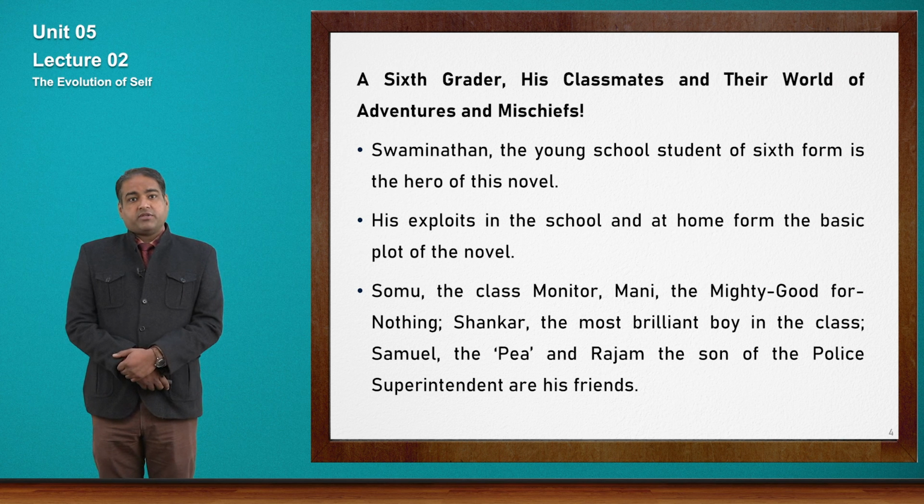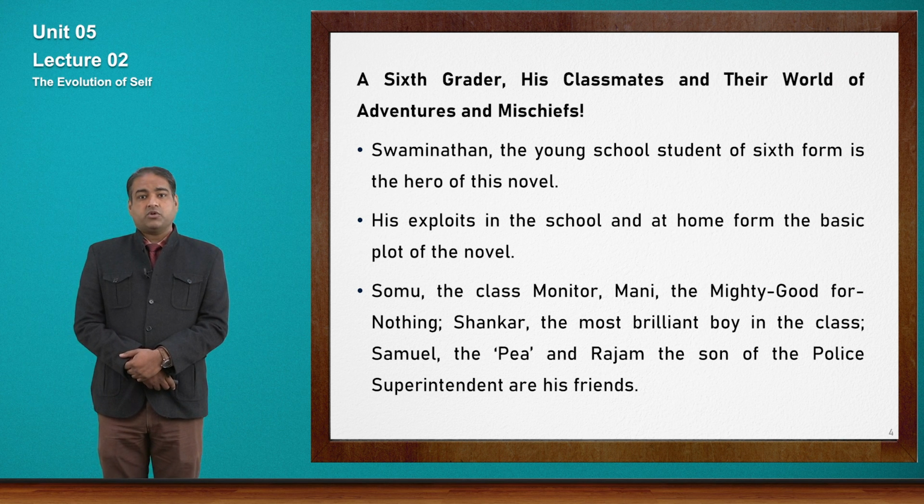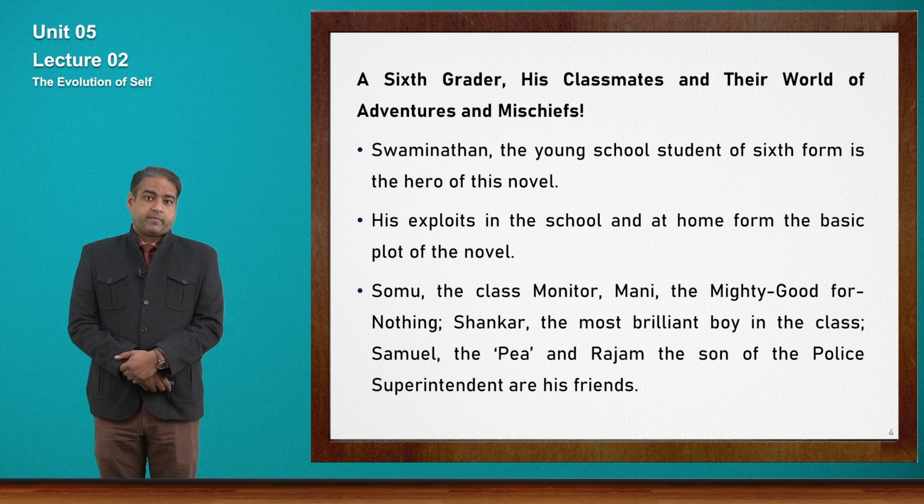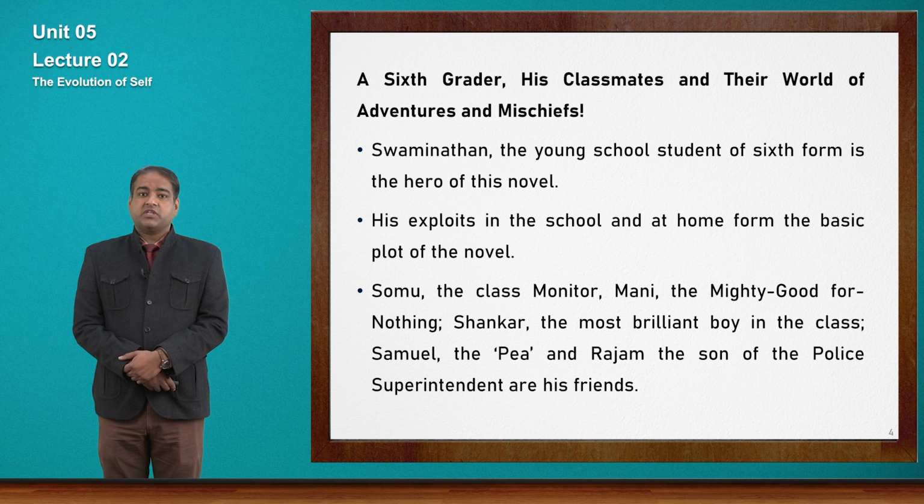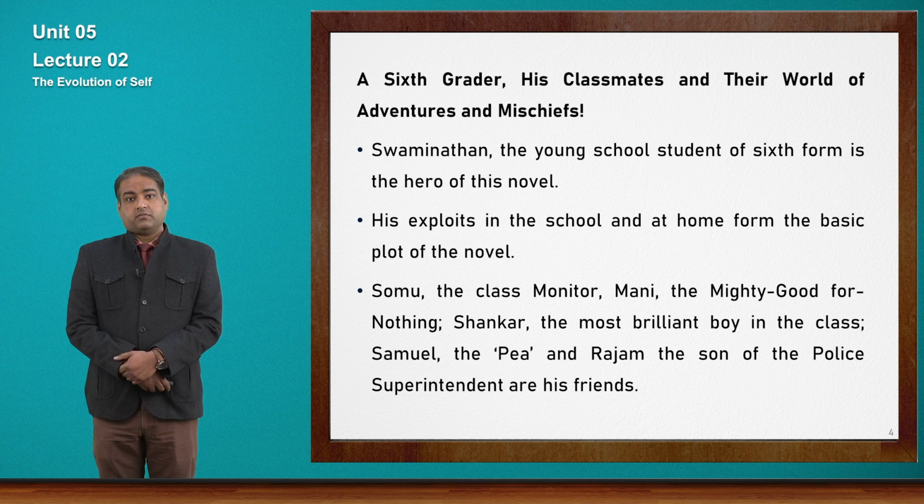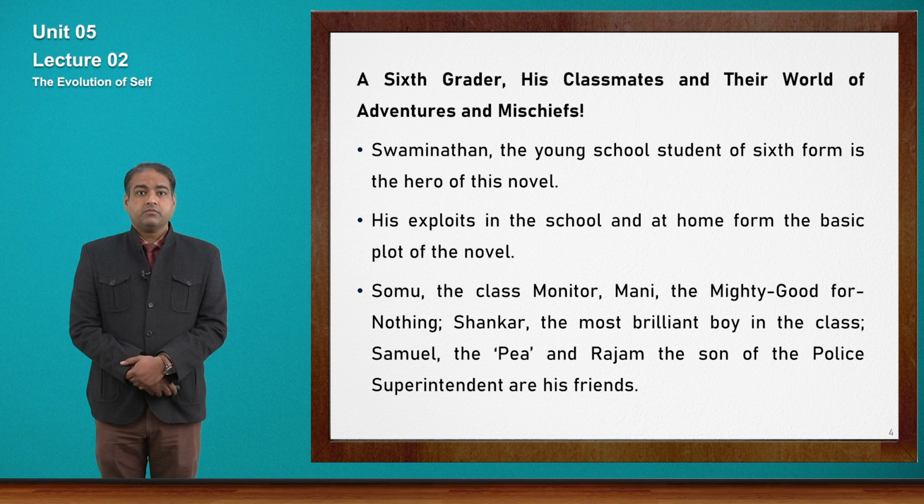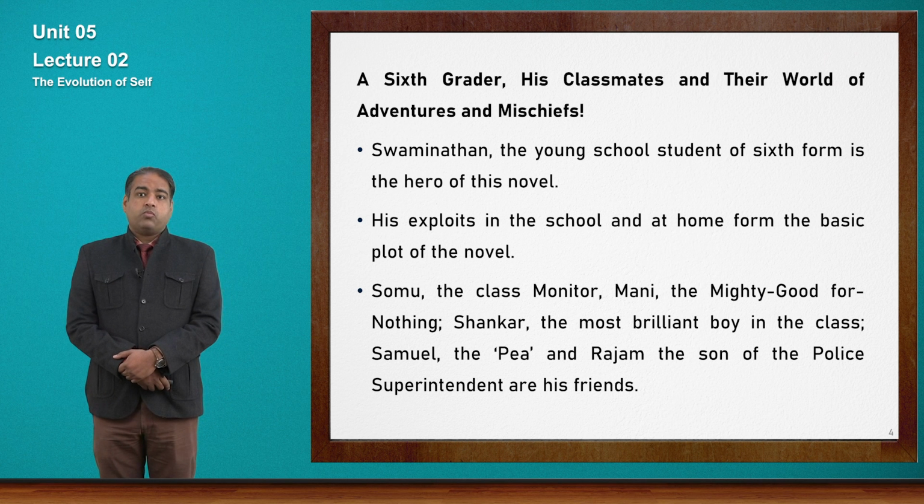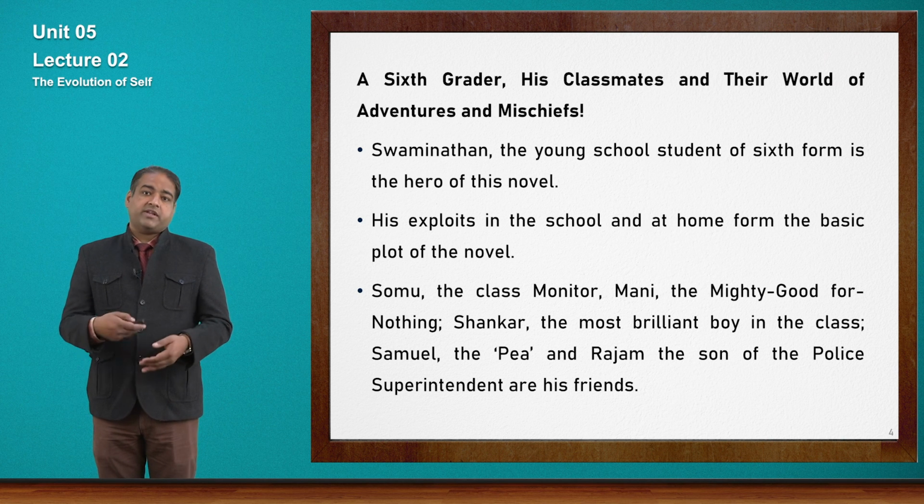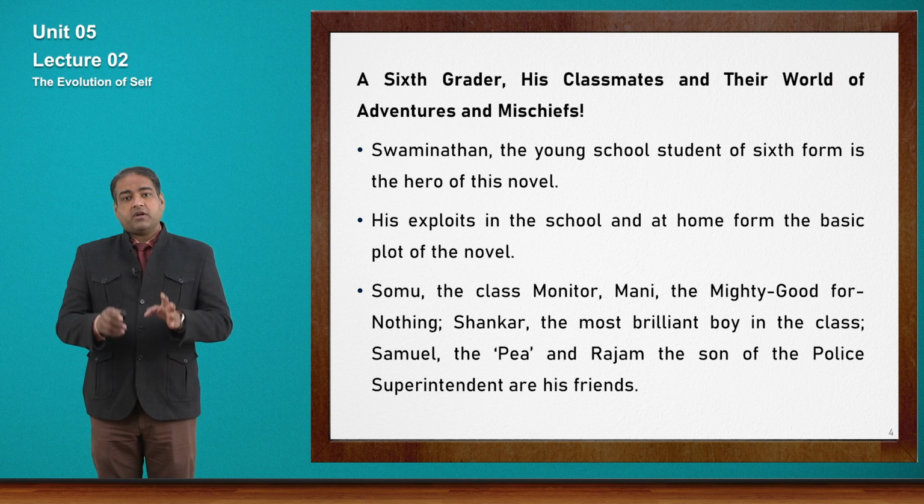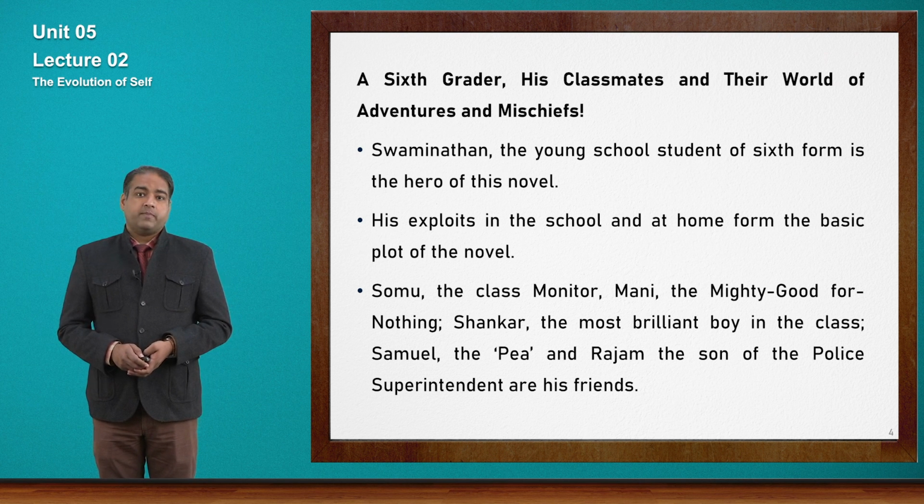"Swaminathan, the young school student of sixth form, is the hero of this novel." Well, this is again surprising. How can a boy of sixth standard, of sixth grade, be the hero of a novel? But R.K. Narayan was able to justify to an extent that yes, this experiment is also possible. A sixth class boy can also be a protagonist in a novel. "His exploits in the school and at home form the basic plot of the novel." Whatever Swaminathan is doing, either in the school or at his house, all those activities, when clubbed together, took the shape of this novel, Swami and Friends.